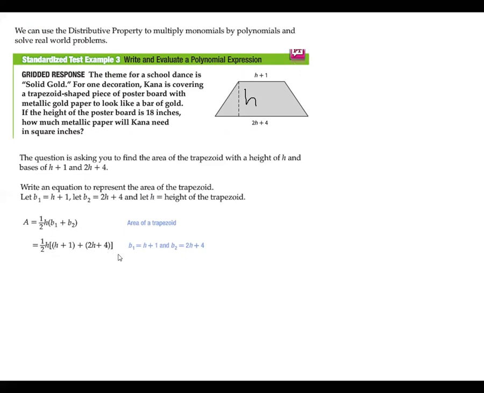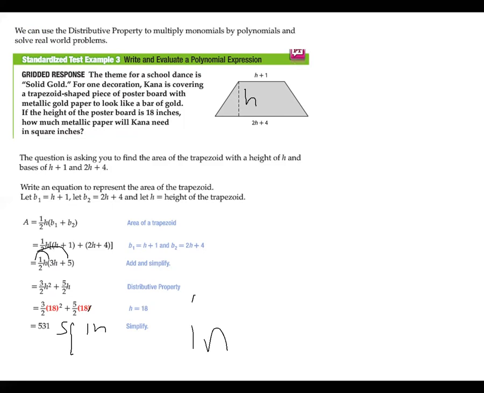Now, inside the brackets, I can add the h plus 1 and the 2h plus 4, and that would give me 3h plus 5. Now I can distribute the 1/2 h and get 3/2 h squared plus 5/2 h. Now, I know that the height has to be 18 inches, so substitute 18 in, and you would get 531, and the units would be square inches, or you could write it as inches squared.